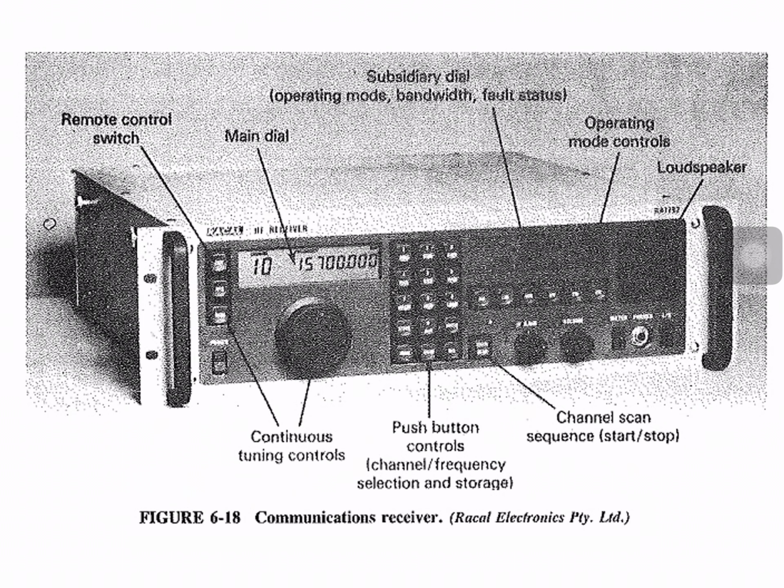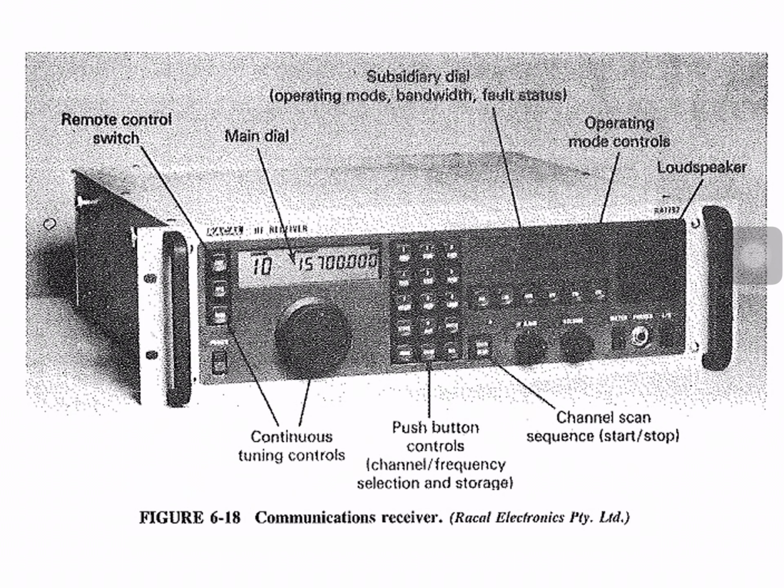You can see here, this photograph is from Racal Electronics Private Limited. You can see here there are some remote control switches, a continuous tuning control main dial where you can see the frequency numbers, a subsidiary dial where you can change operating modes, bandwidths and fault status. You can see some display there showing the operating mode and the bandwidth. Okay, there are operating mode controls.